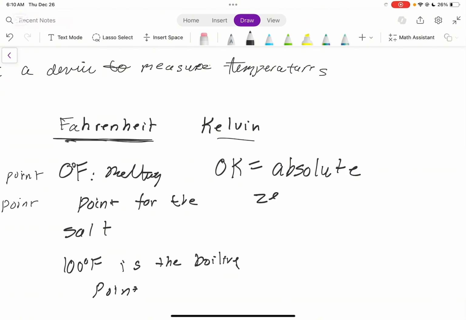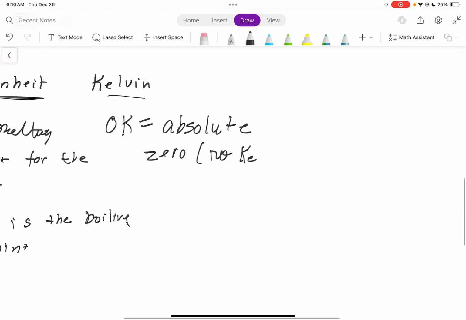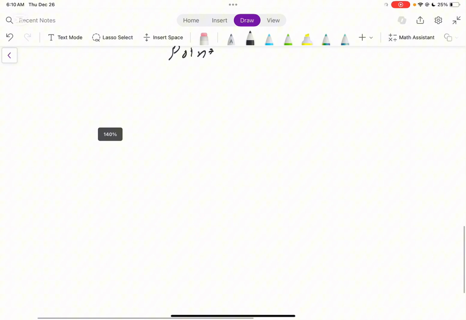But 0 K is basically just equal to the absolute freezing, or the absolute zero. So no kinetic energy at all. So there's no kinetic energy at this point. That means there is no movement of particles. Everything's absolutely frozen.